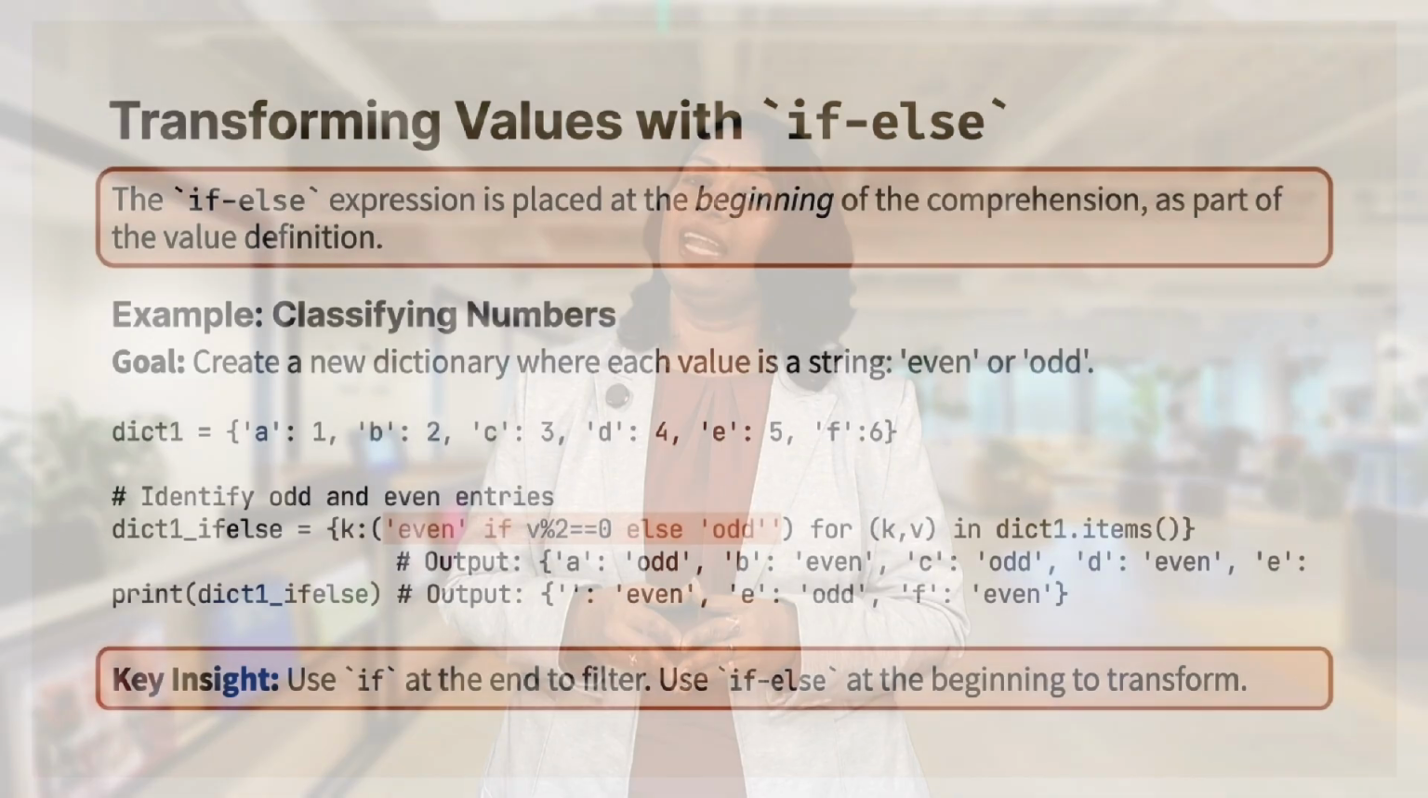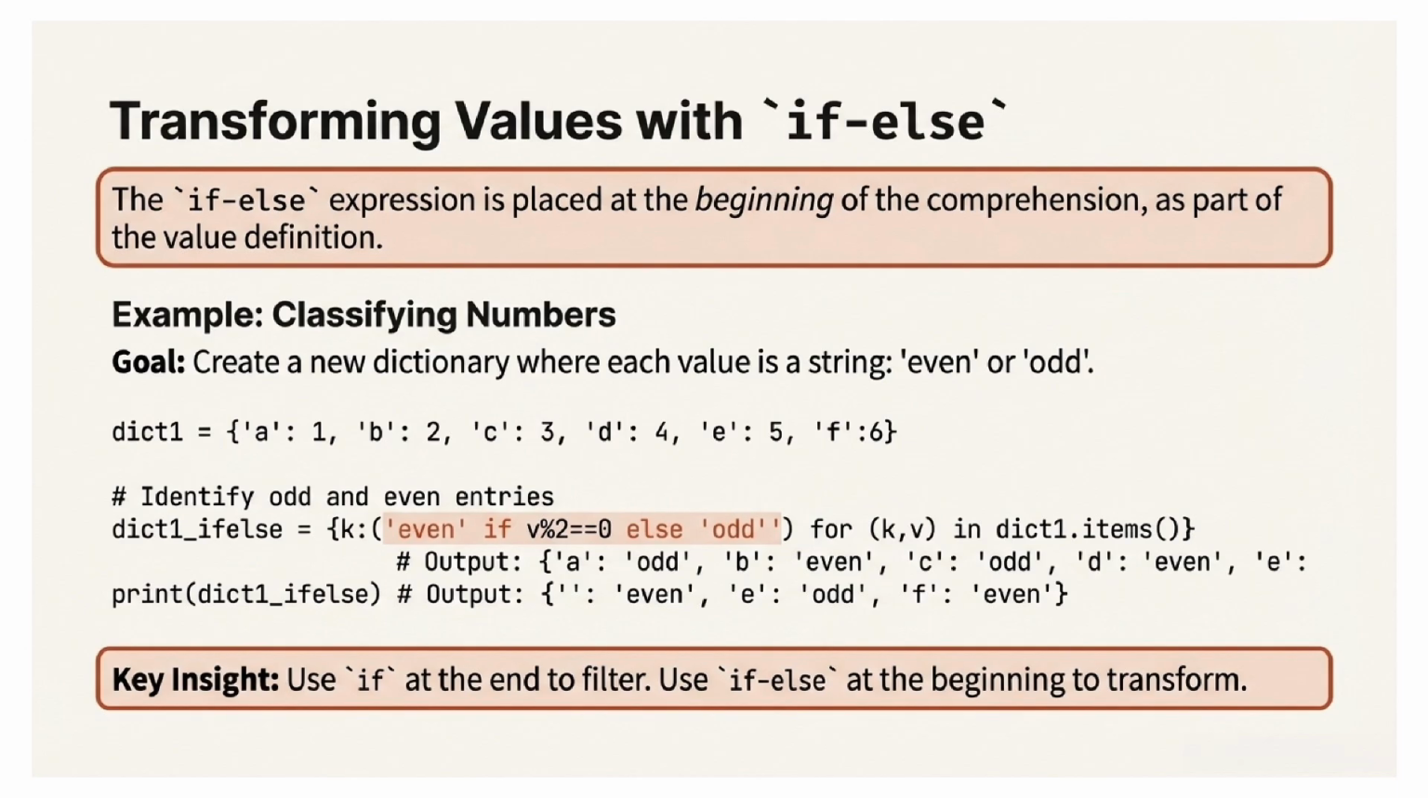Now let us learn how to transform values using if-else. Here is the most important rule. If-else is placed at the beginning, inside the value part. Let's classify numbers as even or odd. We loop through the dictionary items as usual. For each value, if it is divisible by 2, we assign even, otherwise we assign odd. Notice that no items are removed. Only the value changes, not the keys. The output dictionary clearly shows odd for 1, 3 and 5, even for 2, 4 and 6.